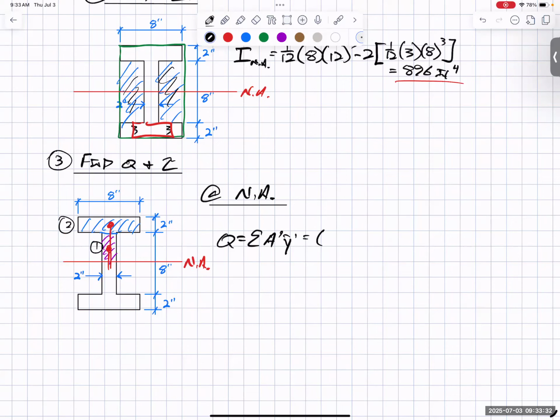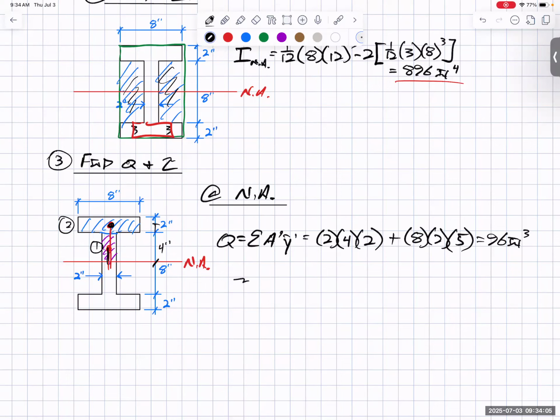For shape number 1, I have an area of 2 times 4, so that's just base times height, right? Because this is 8, so to get up to here would be 4 inches, times the distance down, which is 2. And then I have plus that top piece, base is 8, height is 2, and then I have to go that 1 inch plus another 4, which is 5. That gives me 96 cubic inches as my unit for that.